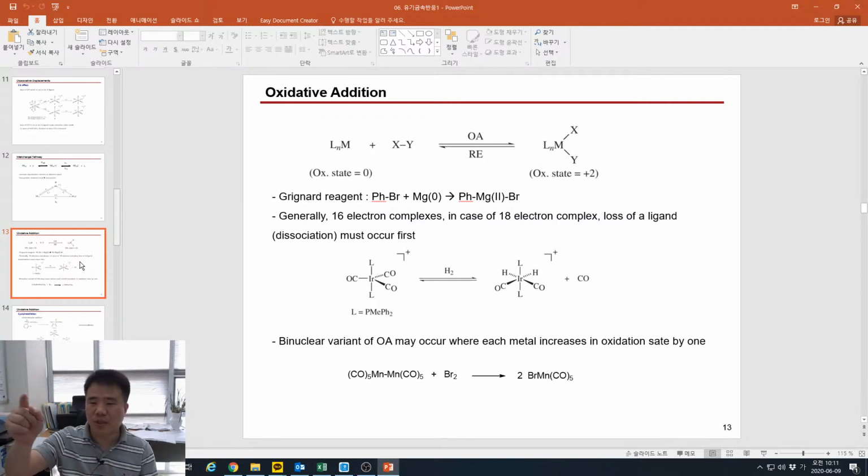Oxidative addition, reductive elimination. So in the case of oxidative addition, the metal is inserted between the XY bond. During this reaction, the oxidation state is increased. So we call it oxidative addition.